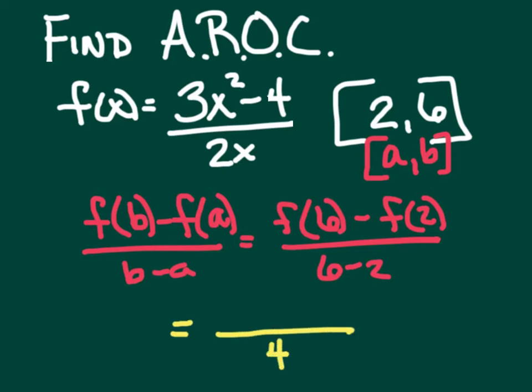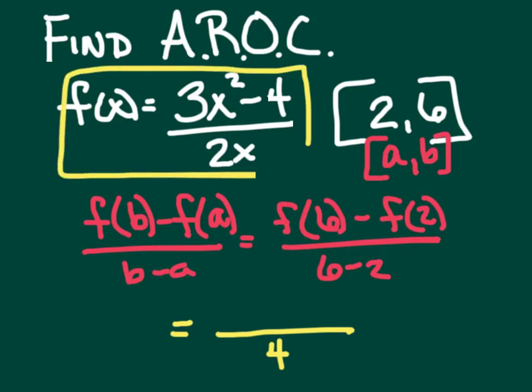F of 6, so here's my function f of x. I just got to evaluate f of 6. So 6 squared is 36 times 3 minus 4 gets me a 104 all over 12, minus f of 2. 2 squared is 4 times 3 is 12 minus 4 is 8, all over 4.